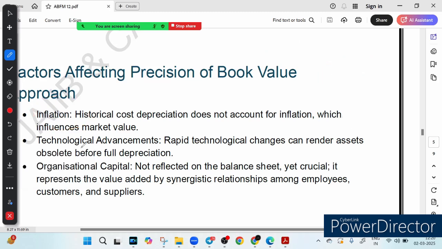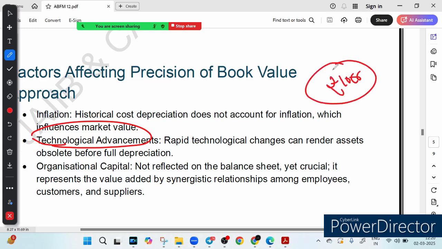Second is technological advancement, which means technology moves faster than depreciation. Think about a mobile phone. A brand new phone becomes outdated in just 2 to 3 years. Now imagine a company that owns machinery worth rupees 10 crore. By the time it is fully depreciated, it may already be obsolete. So book value fails to reflect technological advancement.